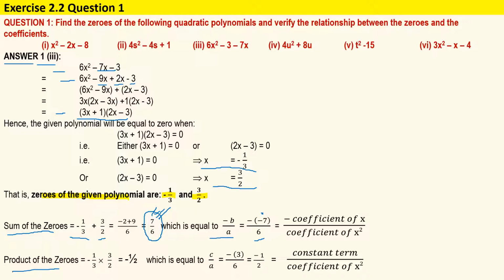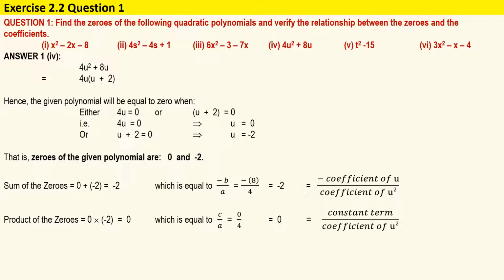Similarly, the product of the zeros will be −1/3 × 3/2, which will be equal to −1/2. And this −1/2 is equal to c/a, because in the given polynomial c is −3. So we have c/a equal to −3/6, which is equal to −1/2, the same value that we found by multiplying the zeros. So hence we can say that we have verified the relationship between coefficients and the zeros as well.